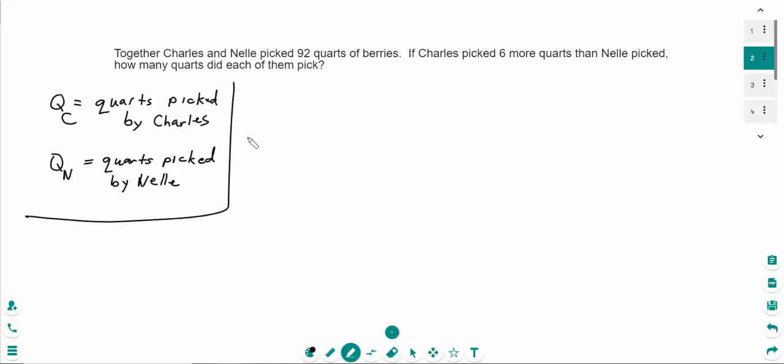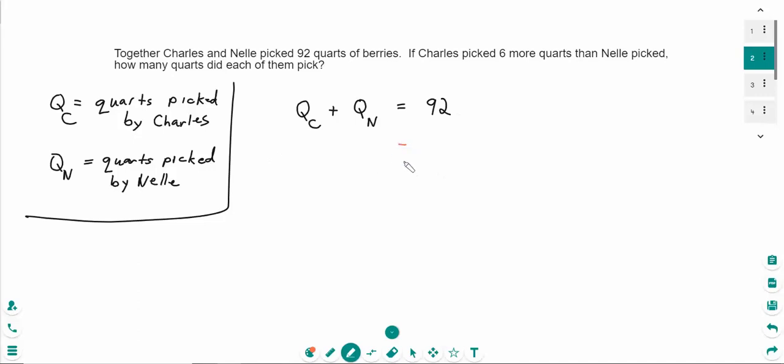We've defined them. Now we can start using those in equations. So we have this 92 quarts of berries. That's the total amount the two picked. So right away, we should recognize that if we're finding the total amount picked, that's simply the quarts of Charles plus the quarts of Nell. So the two of them combined should give us 92 quarts. So that should be one equation. So double check your work. Did that match with what you wrote? Hopefully it did.